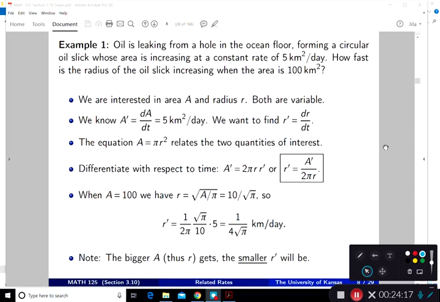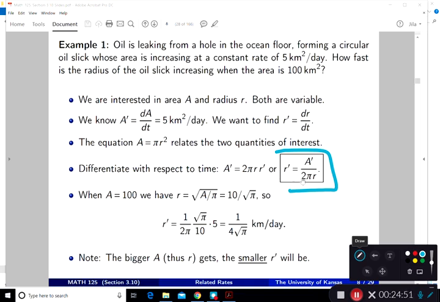Okay, so again, let's look at this problem a little bit further. When we were solving, basically we got to this point that we said r prime is equal to A prime divided by 2 pi r. And this is when we took the derivative, and then we figured out dr/dt times 2 pi r is equal to dA/dt. If you solve, you get it this way.